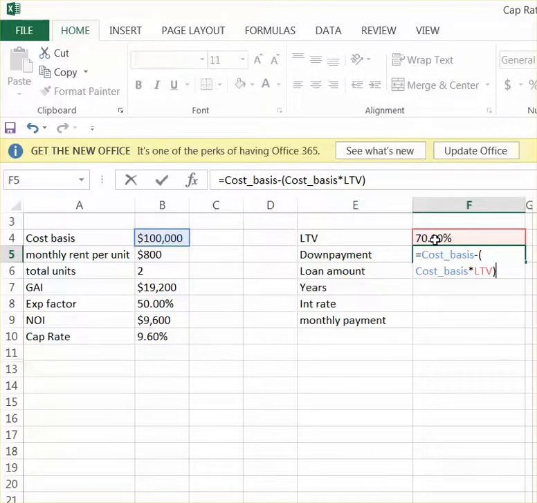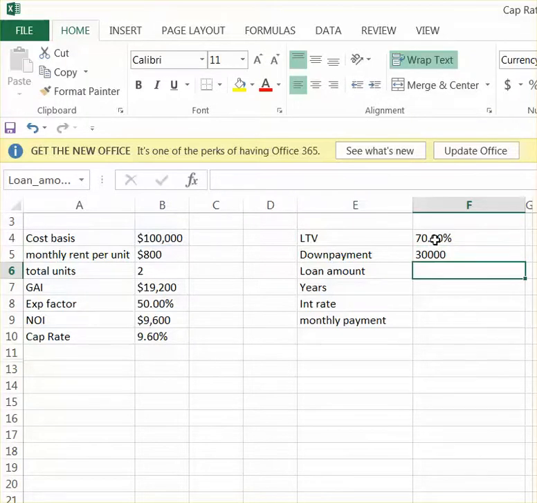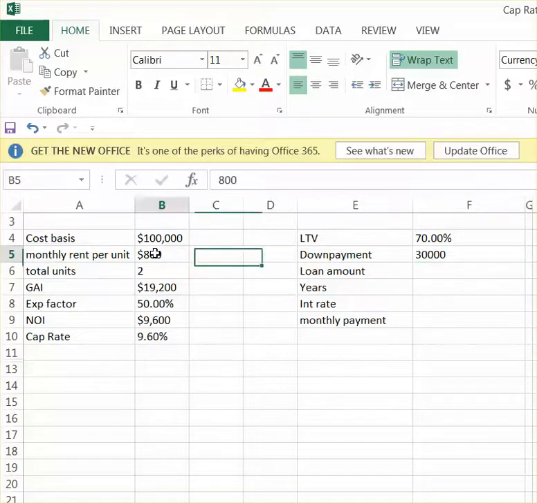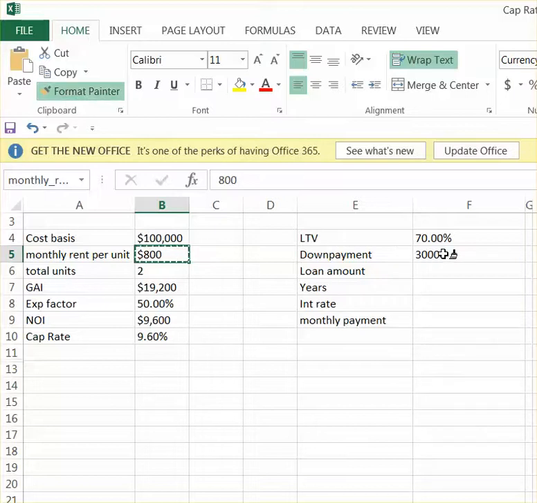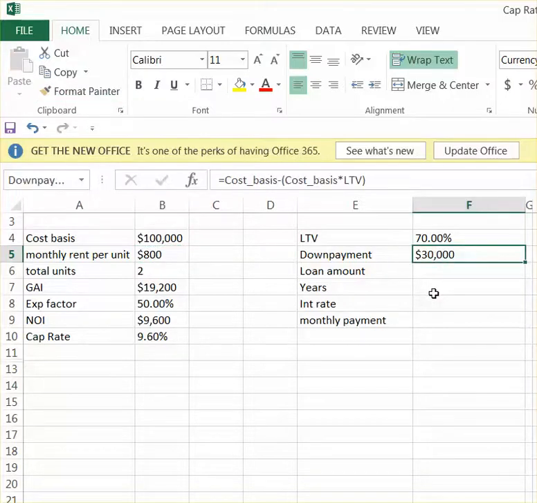When I press enter, bang, that turned into the cash I've got to come up with. But I hadn't been painted with the right stuff yet. So I'm just going to click, grab it once. And notice it was a one-time thing. My brush didn't stay a brush because I didn't double-click over here on the Format Painter.